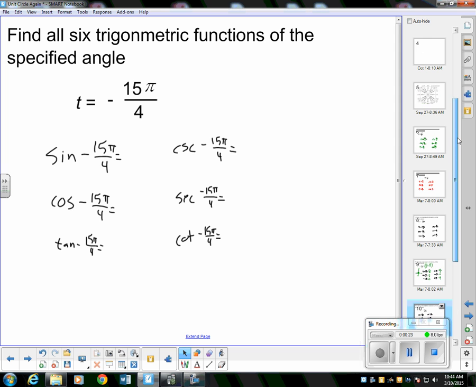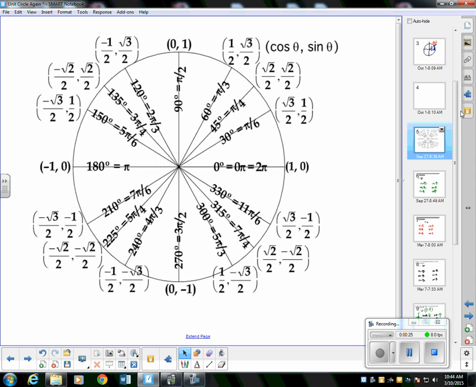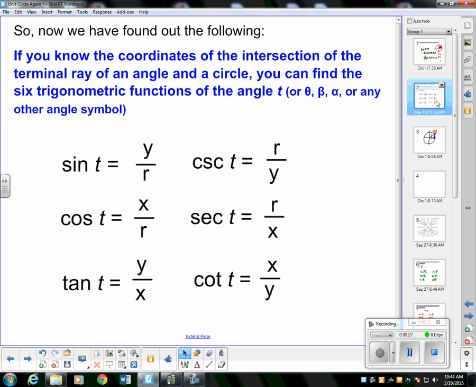As the ray crosses the circle, we have this function that's up here. This is what we began the class with. If we know the coordinates of the intersection of the terminal ray of an angle in a circle, you can find all 6 trig functions. Really, I should say you can find the exact value of the functions of the angle t, as long as you know the y coordinate and the x coordinate and the radius. Of course the radius is going to come from that, then all the rest should fall into place. It's just those ratios right there.